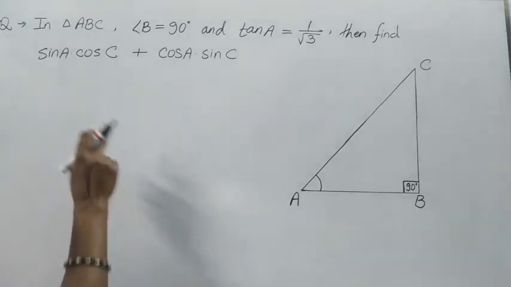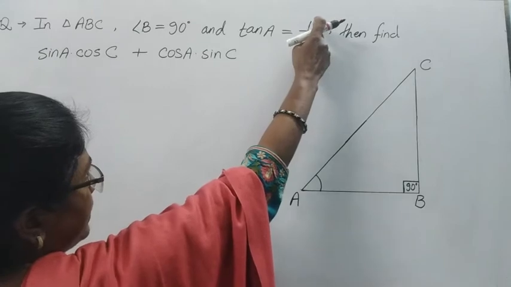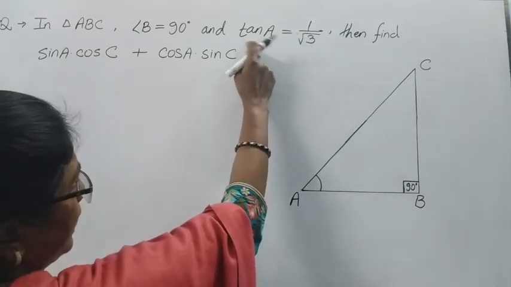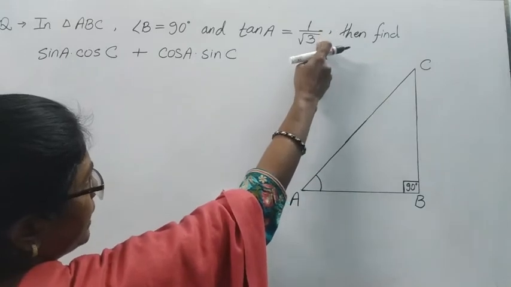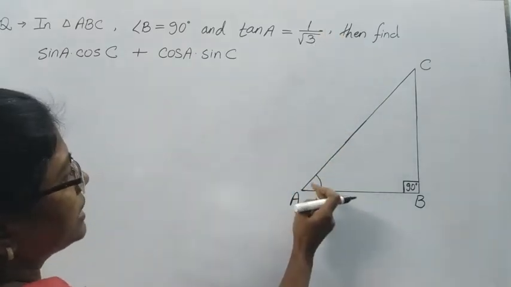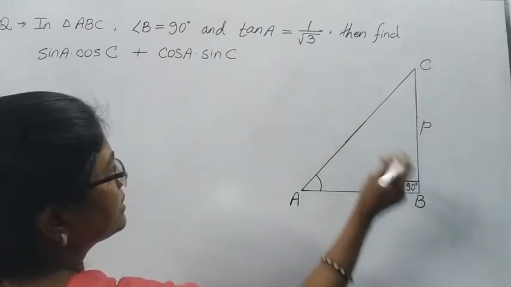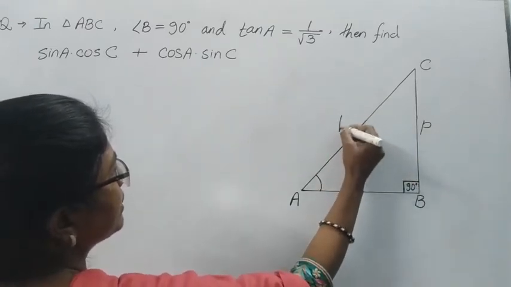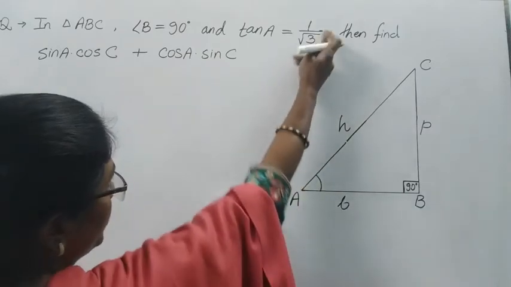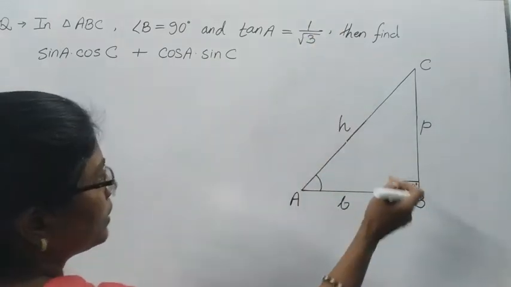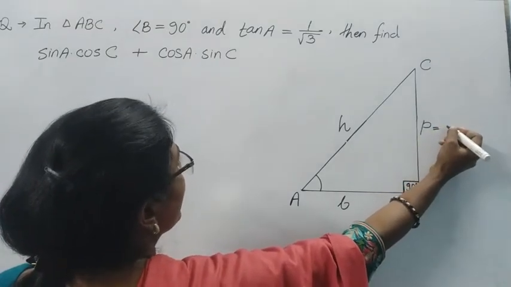So since for this angle A, the ratio is given, and we know that tan of angle A is written as perpendicular by base. That means for this angle A, this is taken as perpendicular, this is 90 degrees, so it is hypotenuse, and the third side is base. So you can find out the perpendicular and base. Perpendicular you can take as 1k.